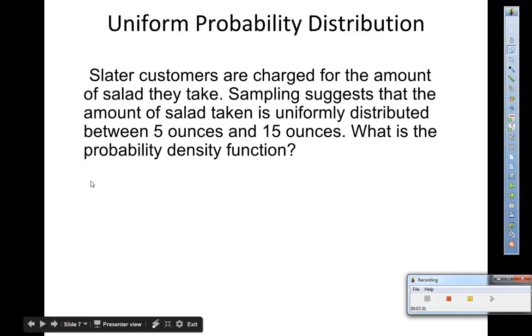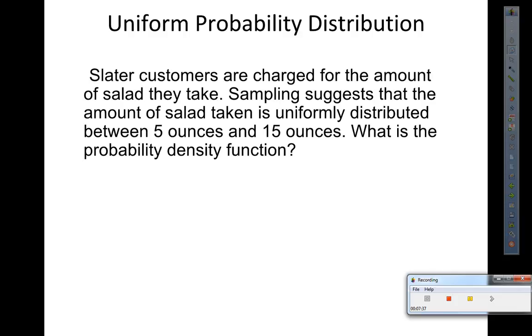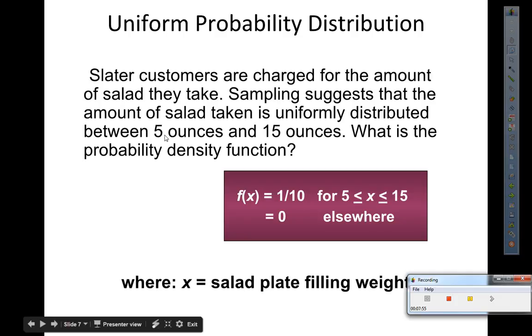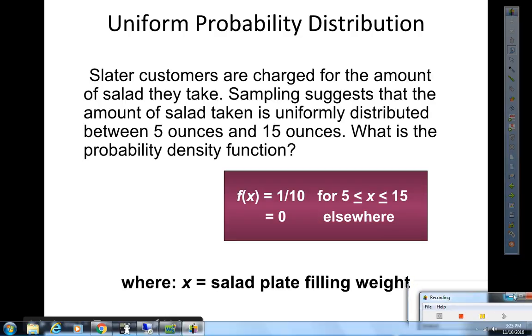So here's just an example. It says Slater customers are charged for the amount of salad they take. Sampling suggests that the amount of salad taken is uniformly distributed between 5 ounces and 15 ounces. What's the probability density function? Well, first we have to look at the width of this interval. It goes from 15 to 5. 15 minus 5, that looks like 10 to me. So my density function is going to be 1 over the width of the interval between 5 and 15 and 0 elsewhere. And x is basically how much weight the plate is filled with.